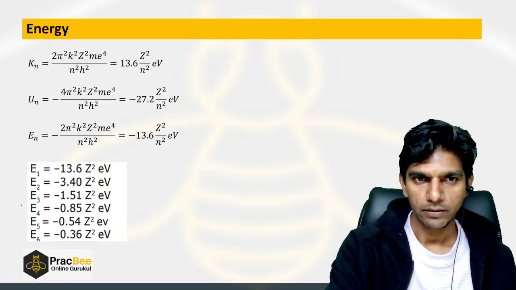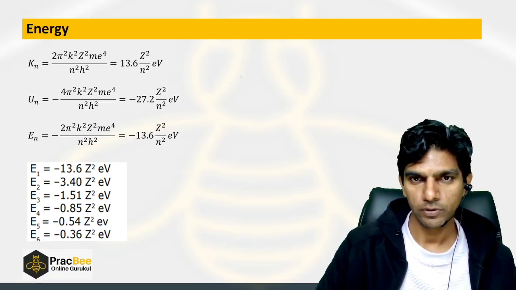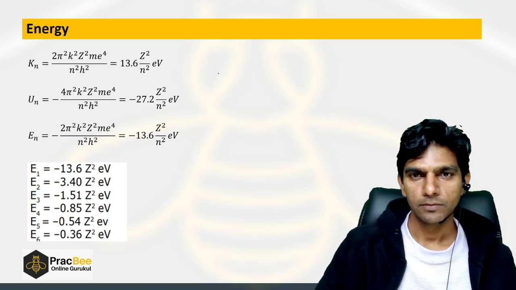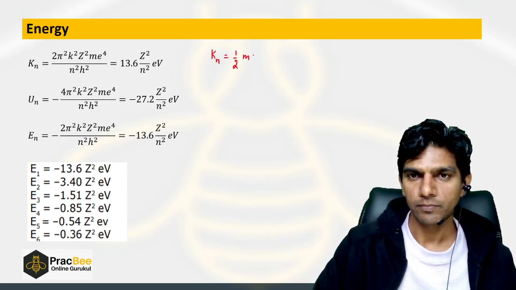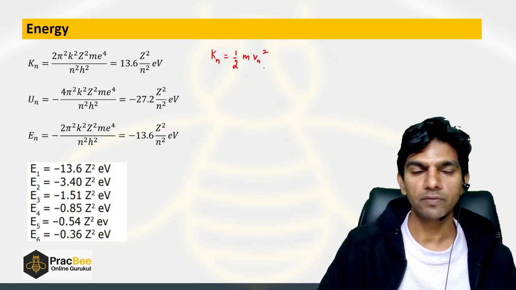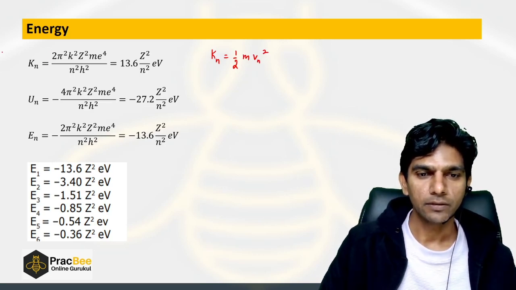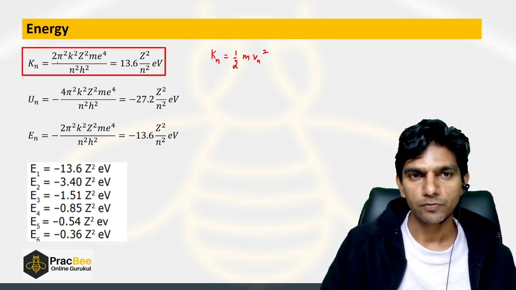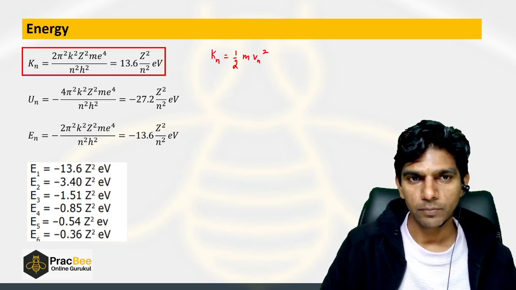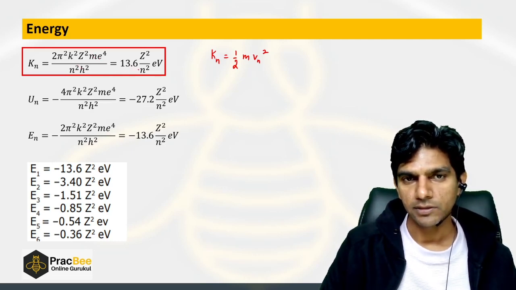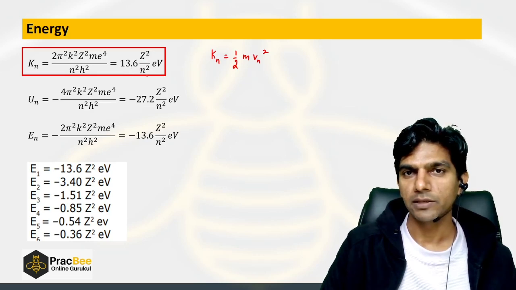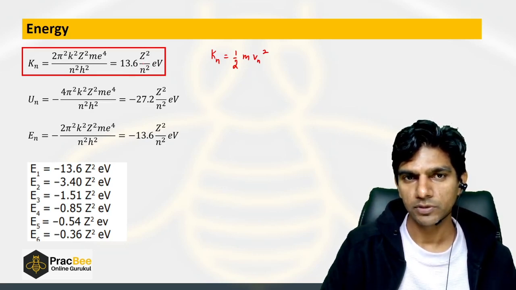I need the formula for speed. Kinetic energy is half m Vn square. If we substitute the value of Vn, we will get this formula, right? And if we plug in the values for known quantities, we will get 13.6 times Z square by n square in electron volt. So 13.6 Z square by n square.